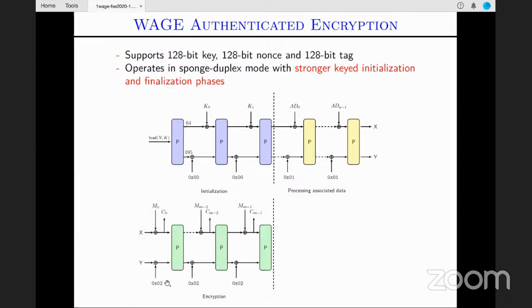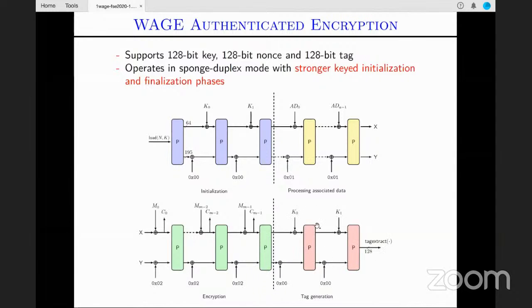Next we do the encryption. This is normal to the sponge duplex construction, and the only difference is that here we change the domain separator from 1 to 2. Then in the tag generation process, we again absorb the key and finally take the tag from 128 bits of the state.